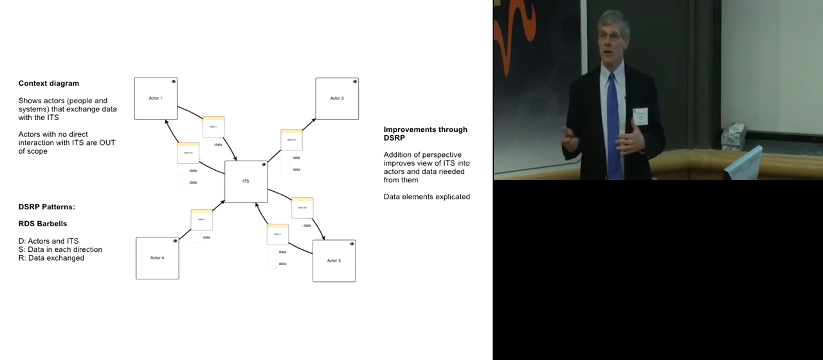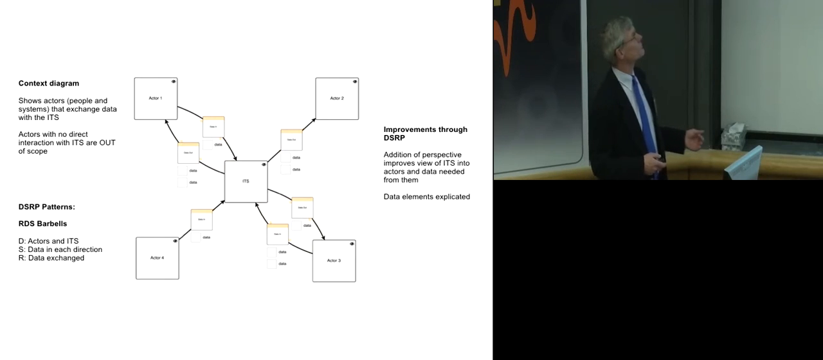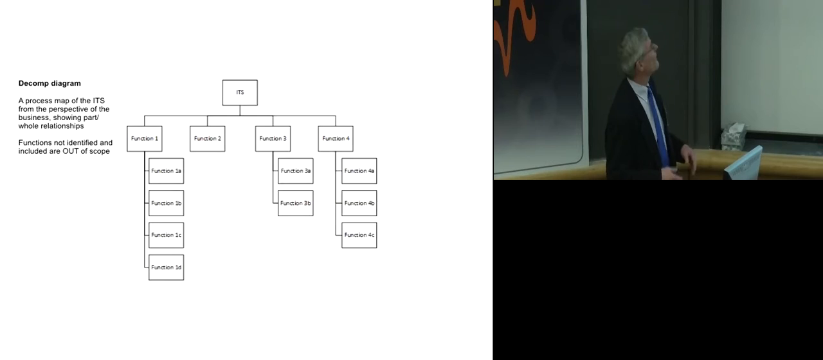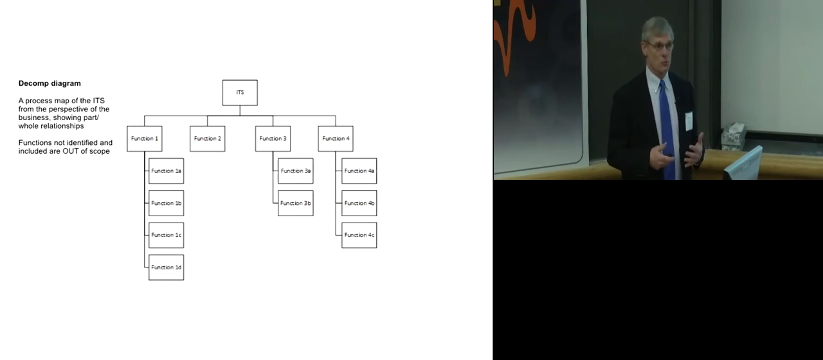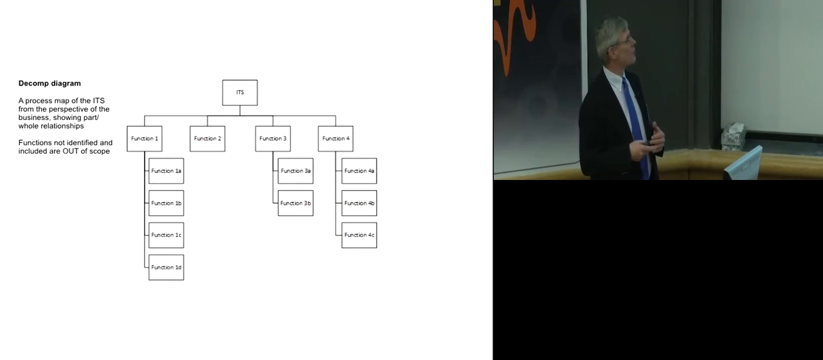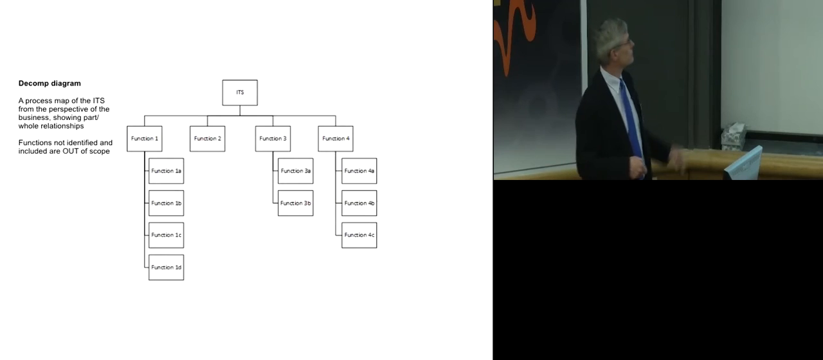So now we've identified people, we've identified data. Next, we'll look at processes. Use the functional decomposition or decomp diagram. The decomp diagram is a process map of the system, and it enumerates the functions that we expect the system to have. Functions that are not identified here are not in scope.